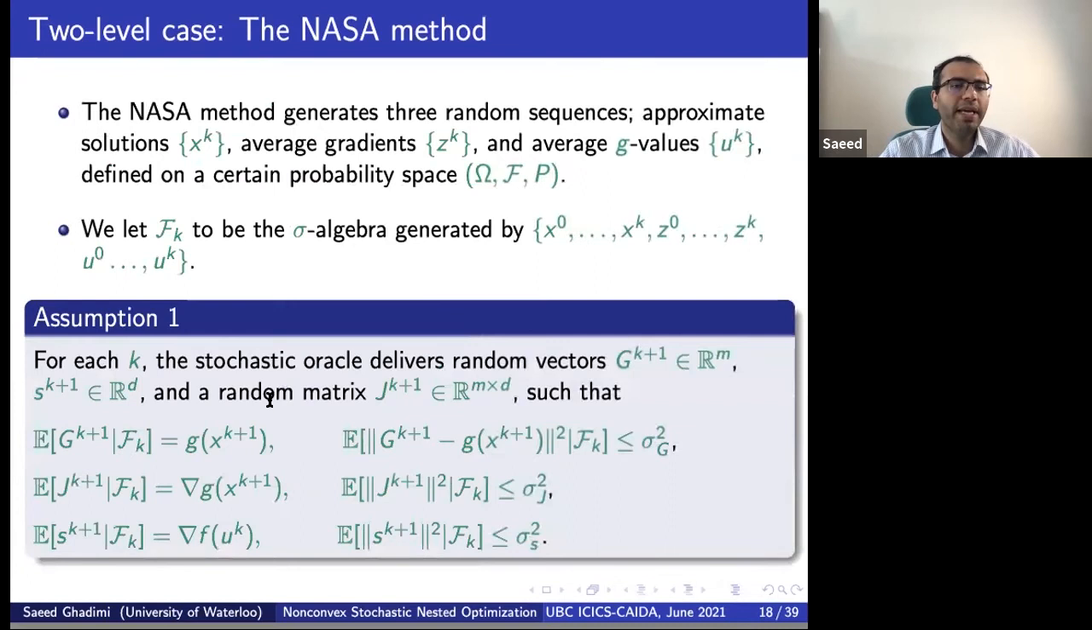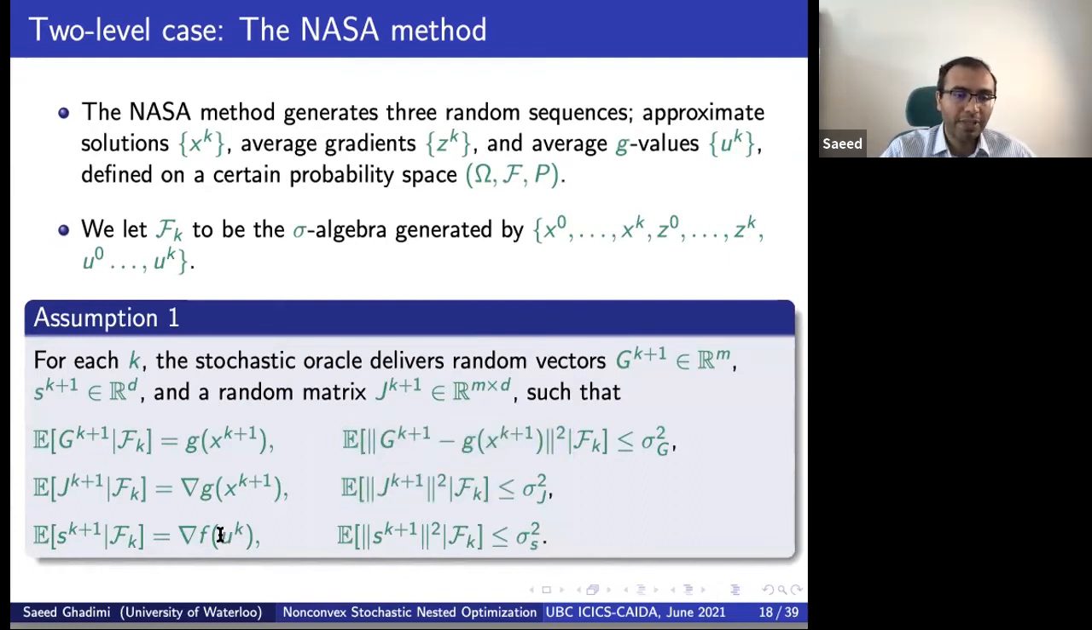So here we make just a common assumption in the stochastic optimization for each function f and g. We assume that we have an unbiased estimator for the function values of g, an unbiased estimator for the gradient of g and the gradient of f, and we assume that their variance or their second moments are bounded.